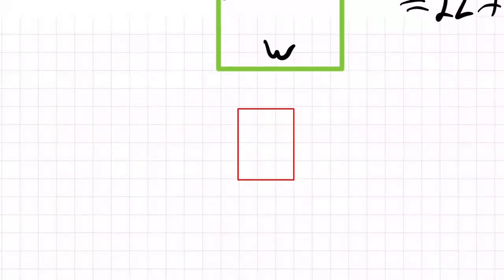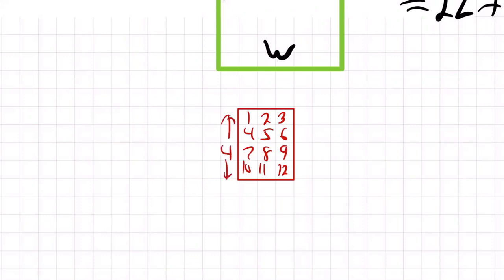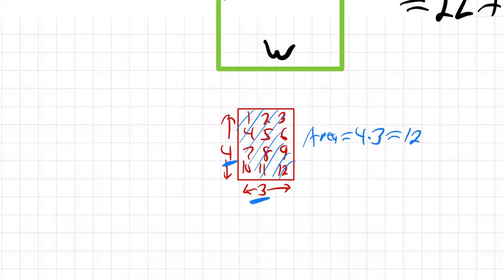Okay. And how many squares are inside of it? 1, 2, 3, 4, 5, 6, 7, 8, 9, 10, 11, 12. How many squares tall is it? 4, right? 4 squares tall. How many wide is it? 3 wide, isn't it? This is a 4 by 3 rectangle, right? It's 1, 2, 3, 4 tall, and it's 1, 2, 3 wide. So what is the total area inside that rectangle? Area, notice, is 4 times 3, which is 12. It's one side times the other, and it's accurate, right? There's 12 squares inside of there.